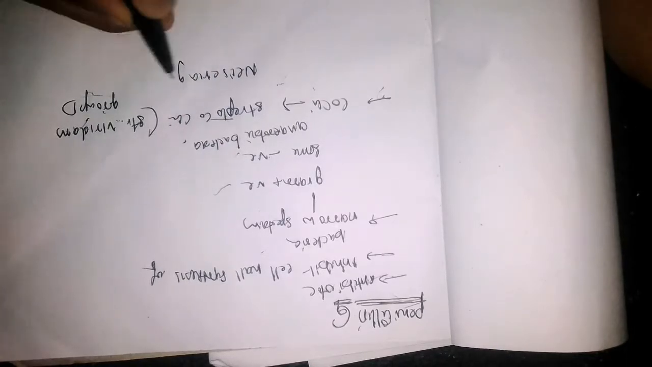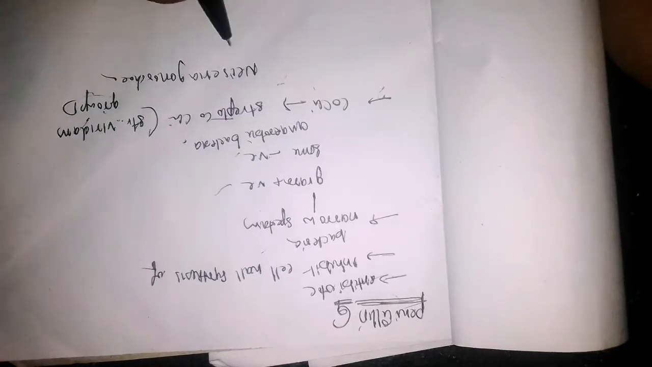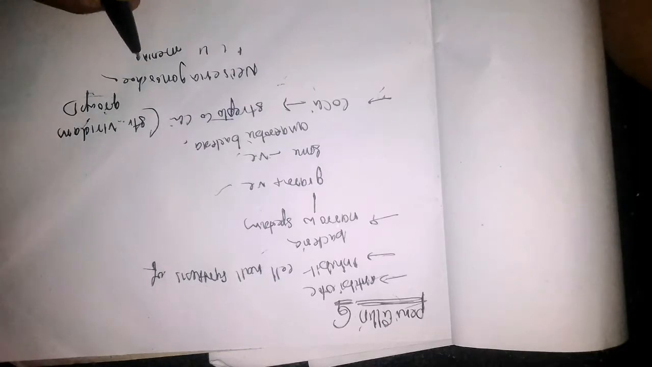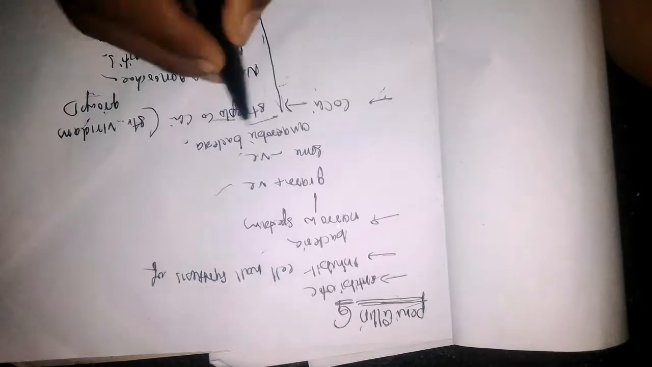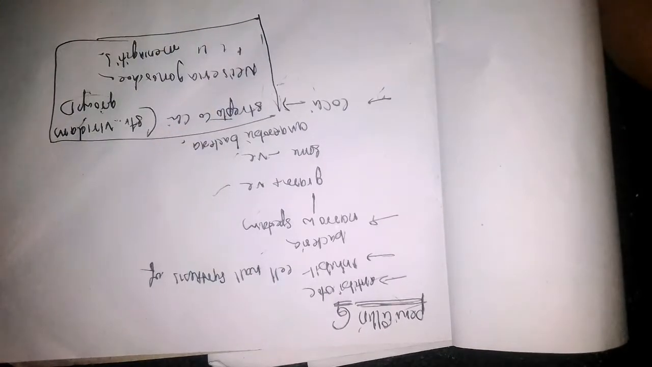Neisseria gonorrhoeae and Neisseria meningitidis. These are the cocci that are susceptible to penicillin G. Next, coming to bacilli.